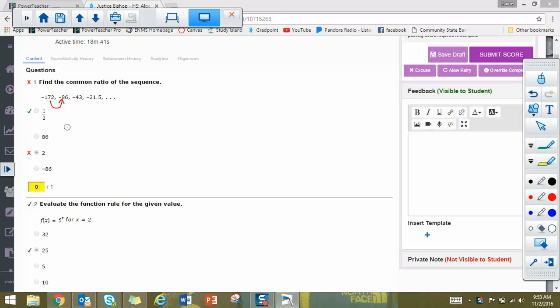If you simply divide those two numbers in your calculator, negative 172 divided by negative 86, you get 2. So you're not multiplying by 2, you're dividing by 2 to get from one to the other, and dividing by 2 is the same as multiplying by a half. So it's basically a half from one term to the next.